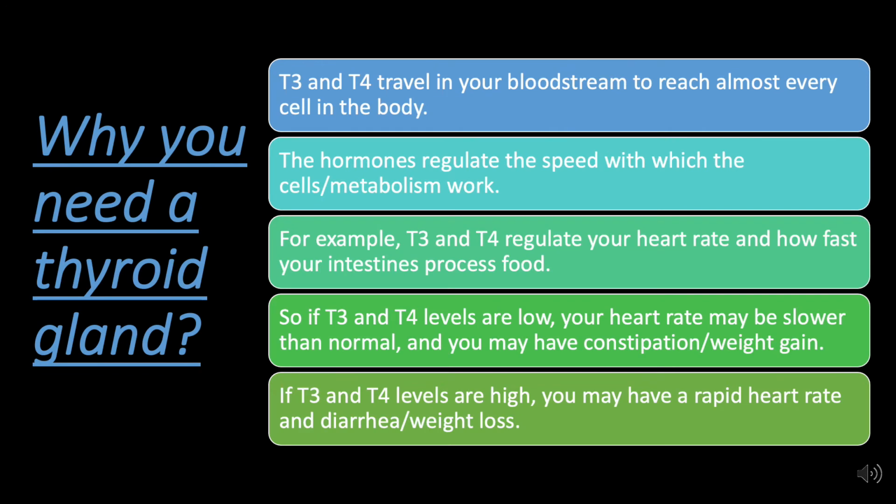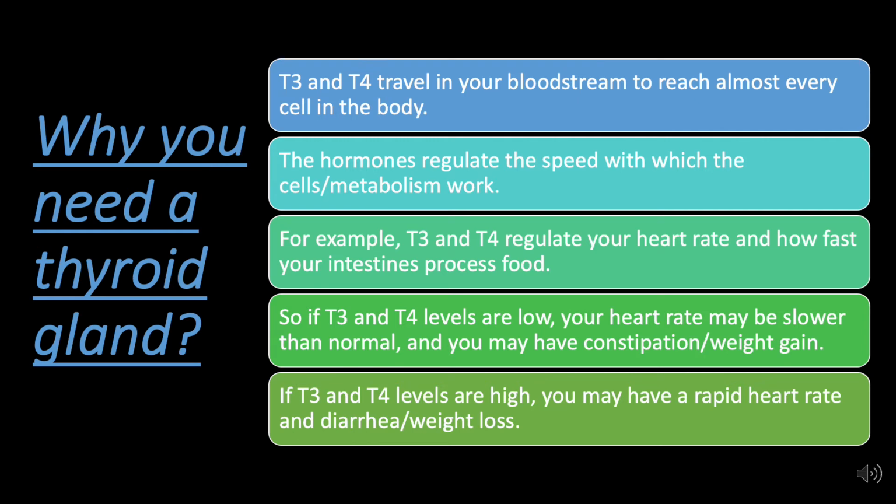Why you need a thyroid gland. T3 and T4 travel in your bloodstream to reach almost every cell in the body. The hormones regulate the speed with which the cell's metabolism works. For example, T3 and T4 regulate your heart rate and how fast your intestines process food.